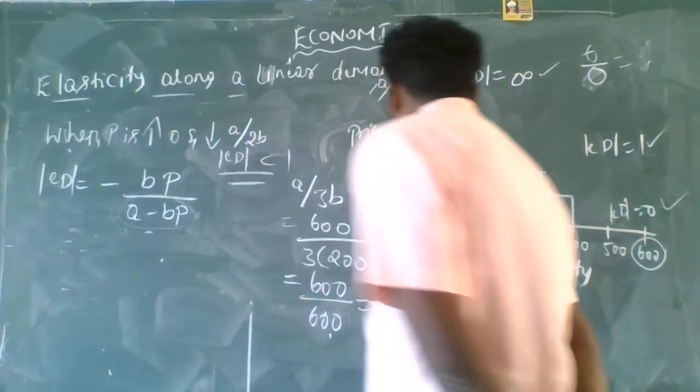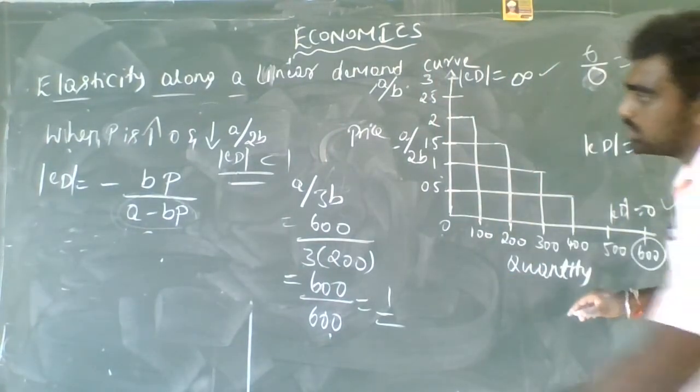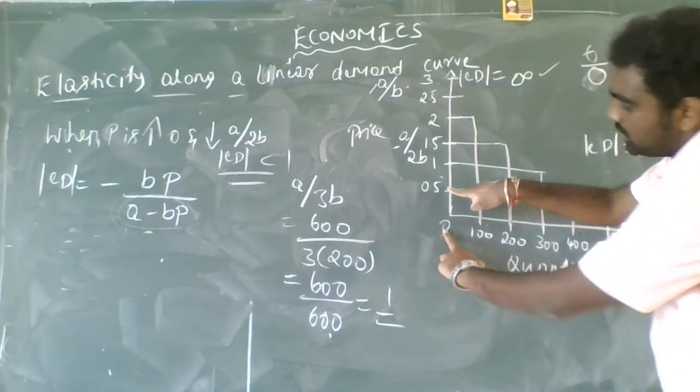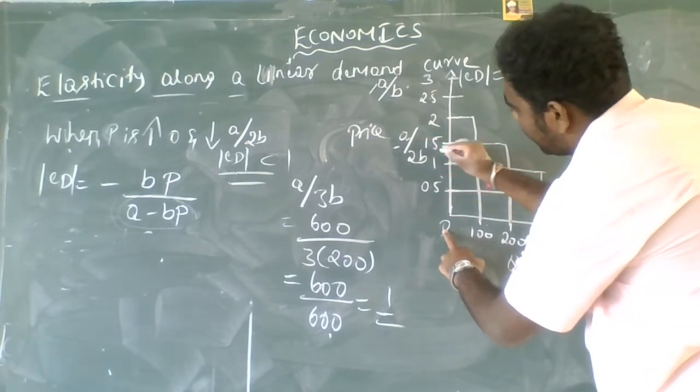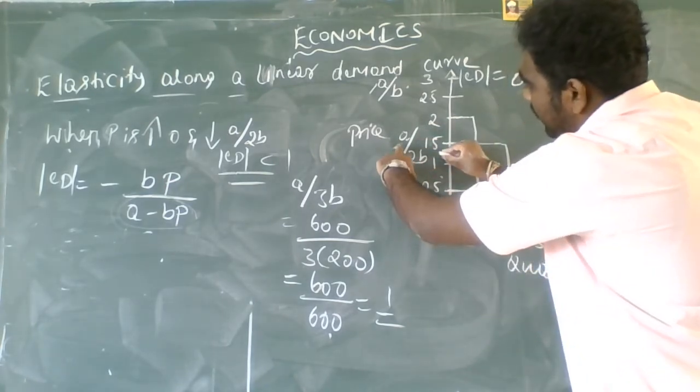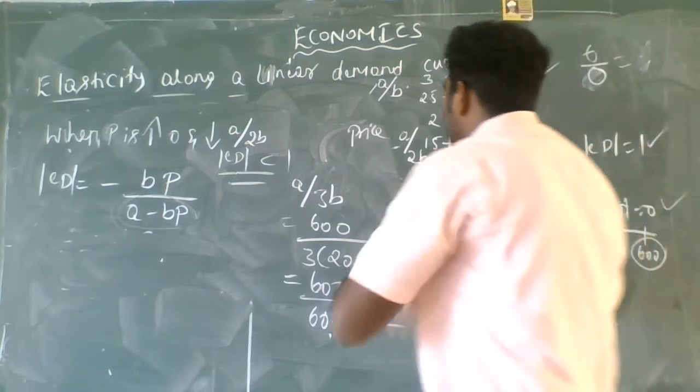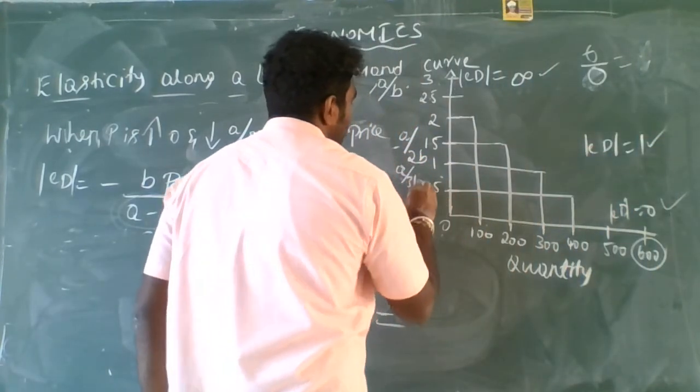So where does that point lie, guys? The price should be more than 0 and less than A divided by 2B. So I can take A divided by 2B, and the next point is A divided by 3B.